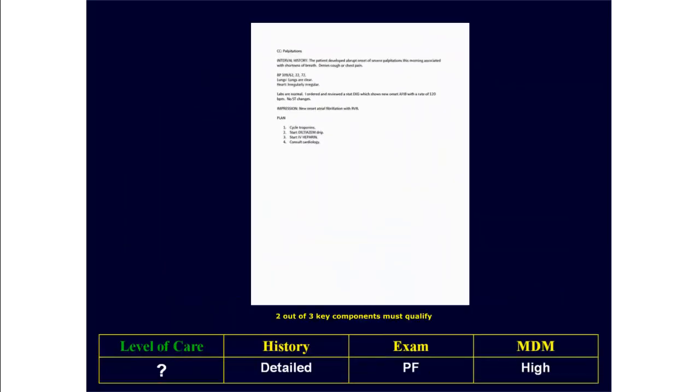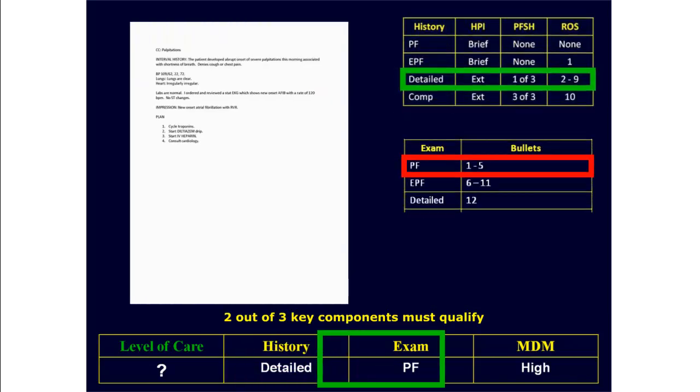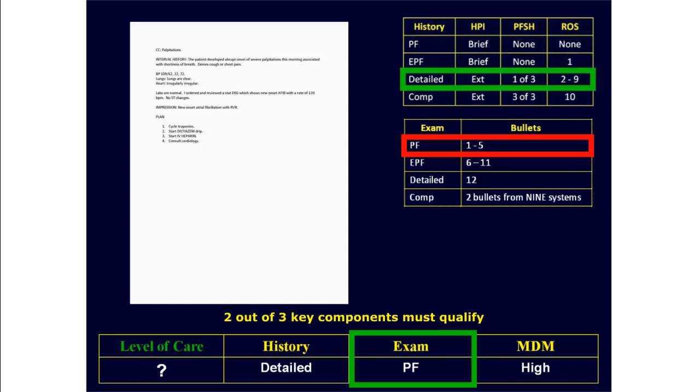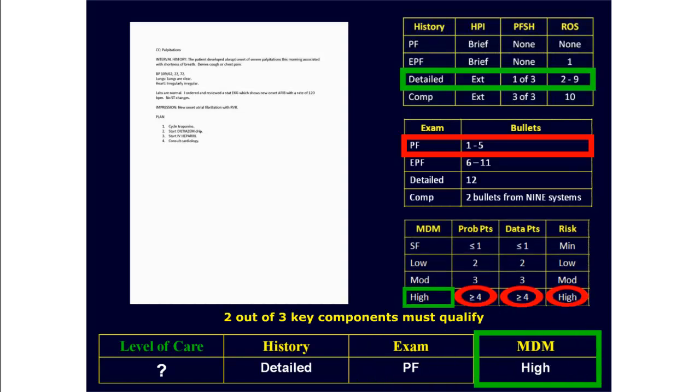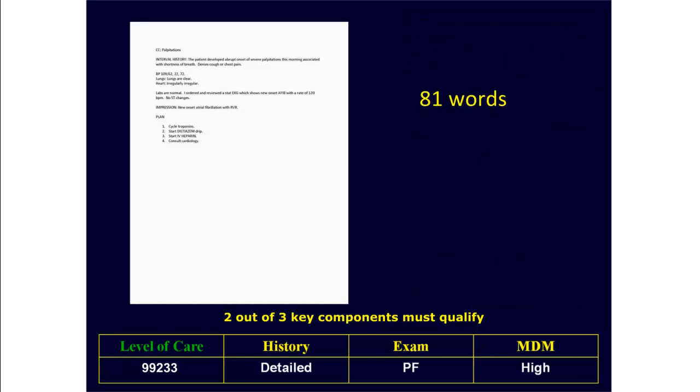When you put it all together, this is how the final note looks. Remember, only 2 out of 3 key components are needed. Here we have a qualifying detailed history, a non-qualifying problem-focused physical exam, and qualifying high-complexity medical decision-making. So here the 99233 level of care took us just 81 words to construct and is worth $100, which works out to $1.23 per word.